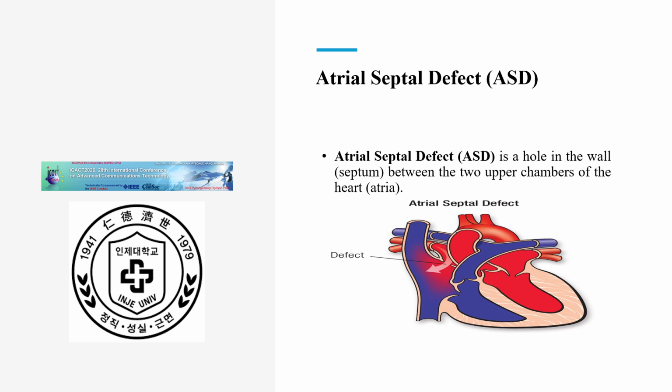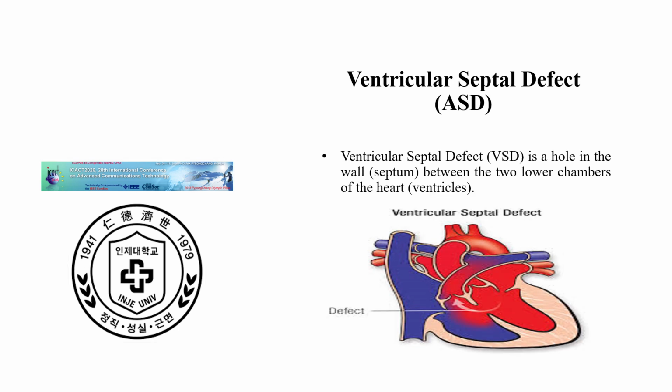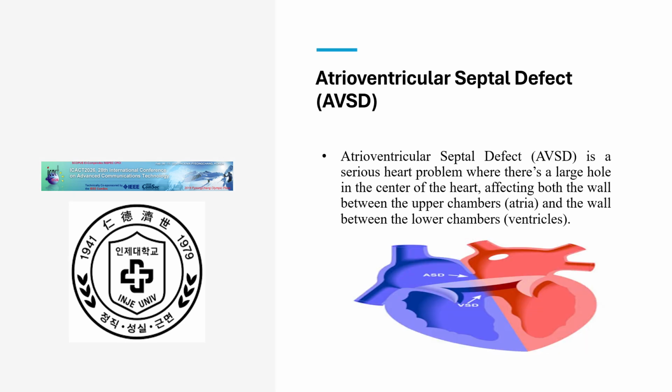Atrial septal defect is a hole in the septum between the two upper chambers of the heart. The second one is ventricular septal defect, a hole in the septum between the two lower chambers of the heart, the ventricles. The third one is atrioventricular septal defect, a serious heart problem where there is a large hole in the center of the heart, affecting both the wall between the upper chambers, the atria, and the wall between the lower chambers, the ventricles.